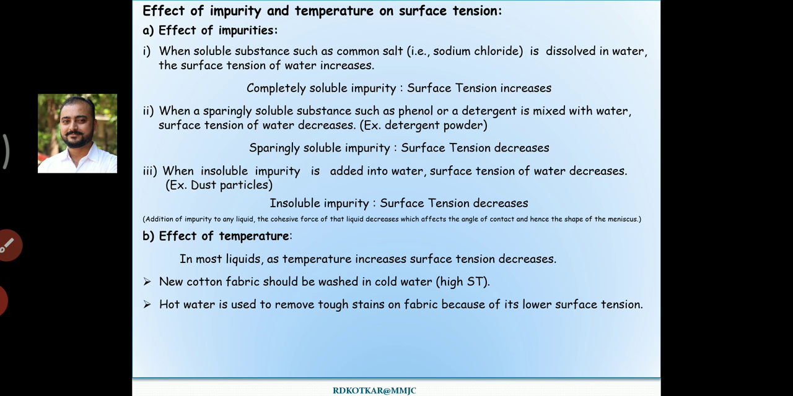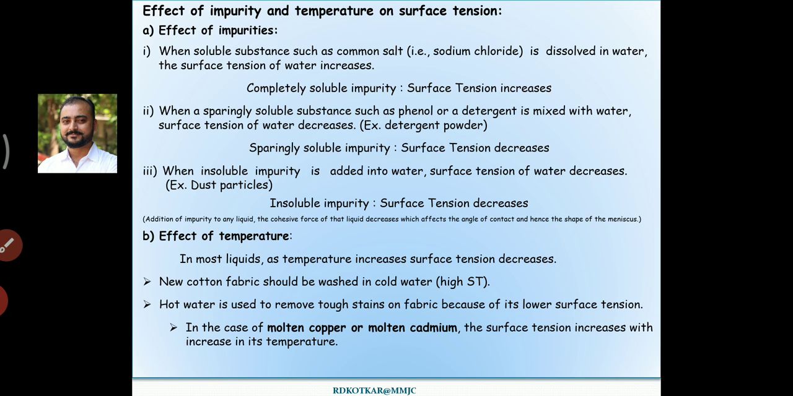Why is that? What's the reason? Simple: the surface tension of the liquid, that is the water used to wash these clothes, should decrease. In short, because of the hot water, surface tension decreases and it cleans the clothes easily.